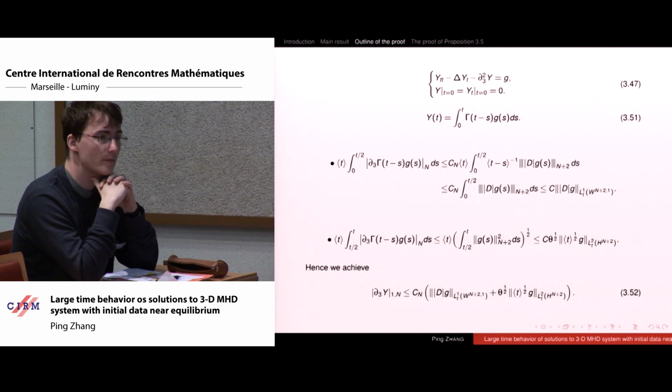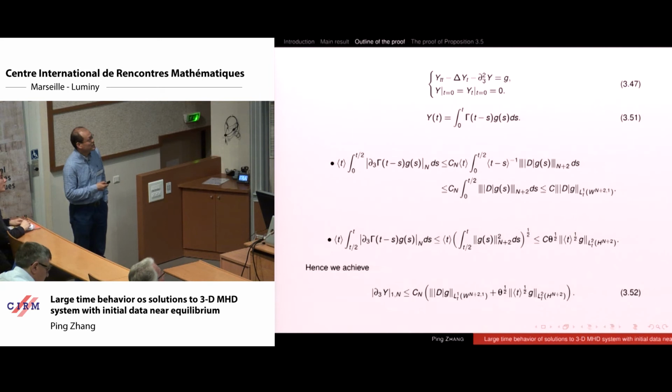The proof is usual, because we already have the decay rate of ∂3 Γ(t−s), the solution operator. We can decompose this integral into two parts. One part is 0 to t over 2. Because of the decay rate of this fundamental solution, we find that this should be controlled by this. Now because s is between 0 and t over 2, this part can be gotten rid of. That's why we can control this part easily. But for the remaining part, we have to use the energy estimate. That's why we also need the energy estimate of the linearized solution in order to estimate the source term of the linearized equation. So by combining the above terms, we can obtain the decay rate of ∂3 y.